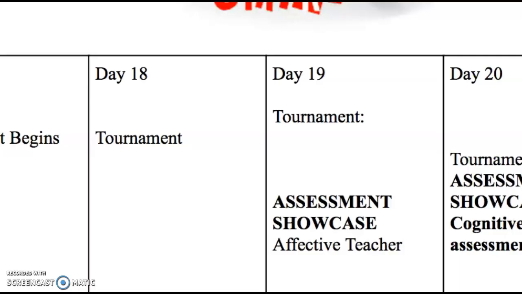This is our last week of our 20-day unit plan. On day 16, we are wrapping up our adaptive bowling activity with students. As you can see, on day 17 we are beginning that tournament play as a culminating activity. On day 19, we have a showcase, which is affective for the teacher, and day 20 is our last day, and our last assessment is the cognitive post-test, which is the same as our pre-test that was discussed earlier.